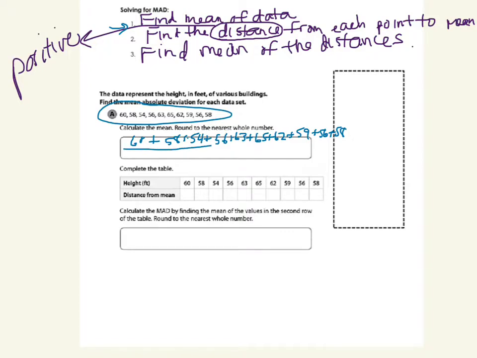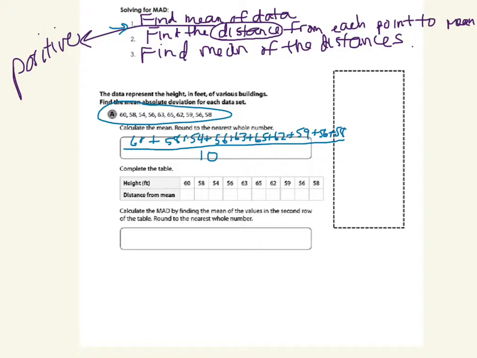And then I'm going to divide by how many there are. So I'm going to count them. 1, 2, 3, 4, 5, 6, 7, 8, 9, 10. So I'm going to divide by 10. And I can do this in my calculator. I can add all of them together, then hit enter. And then I can click divided by 10.